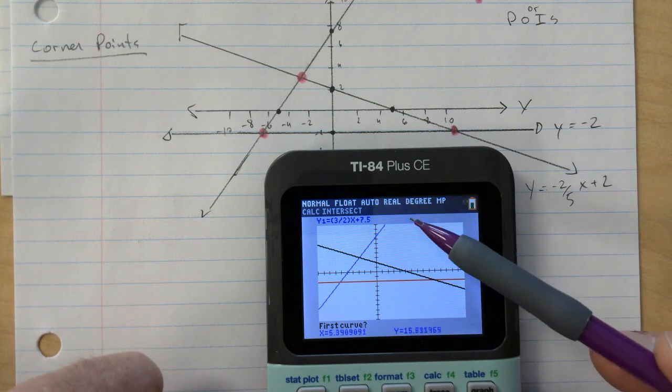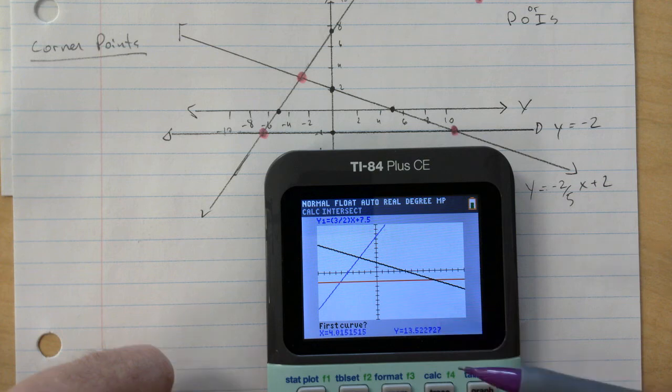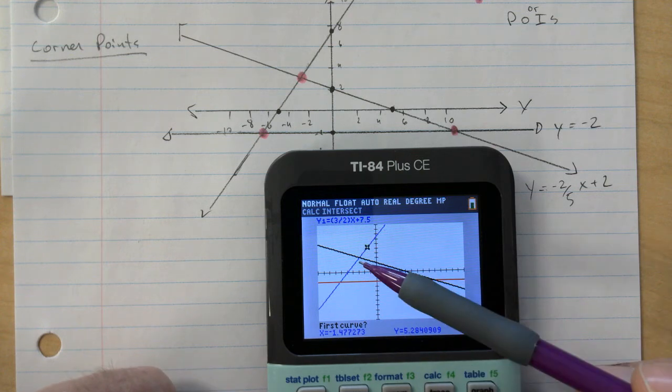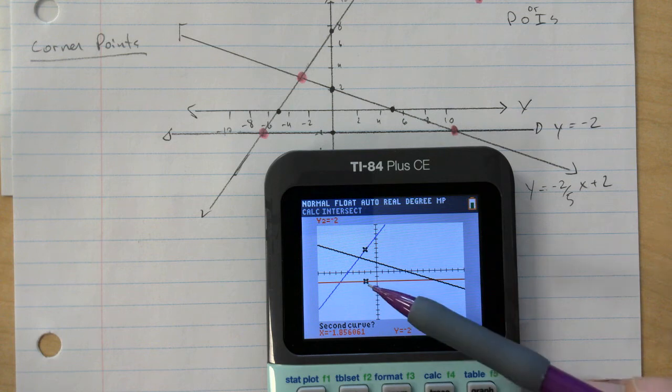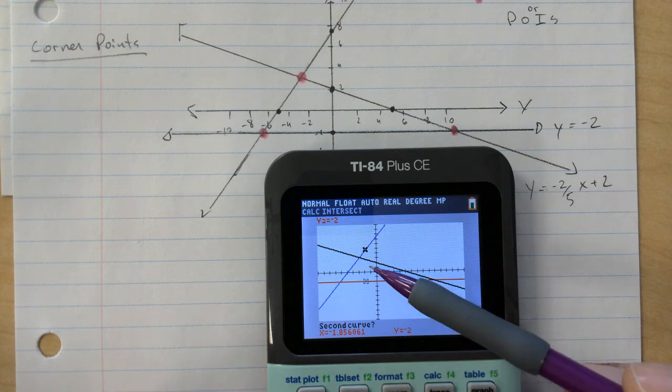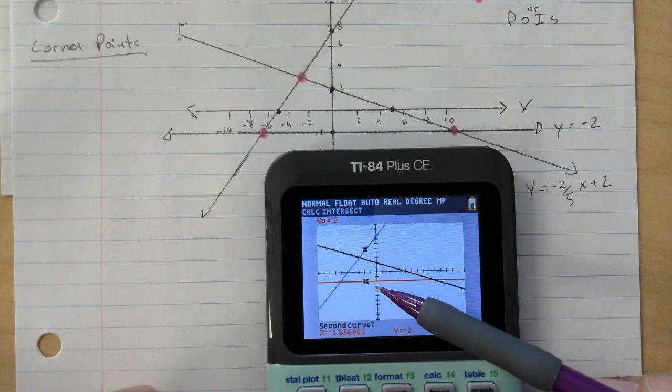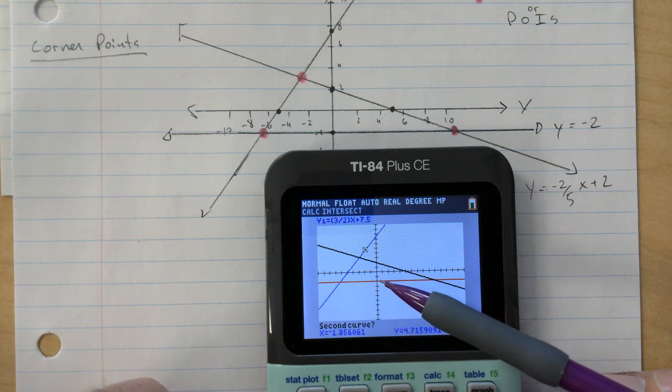I'm going to keep pressing left, left, left. Press and hold if you want. There it is. I'm going to make it come as close as possible to that intersection. You hit enter. And what happened now? It jumped to the red line, which is not the one I'm interested in right now. That's when you use your up and down arrows. Press up or down until you land on the other line that's intersecting it.